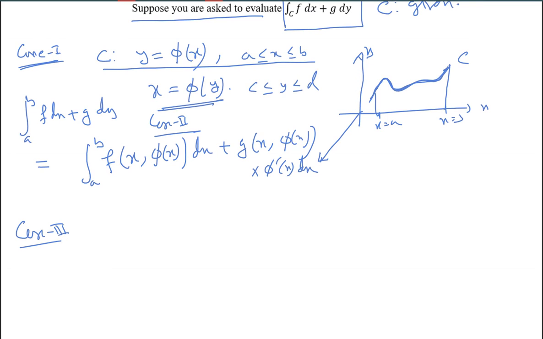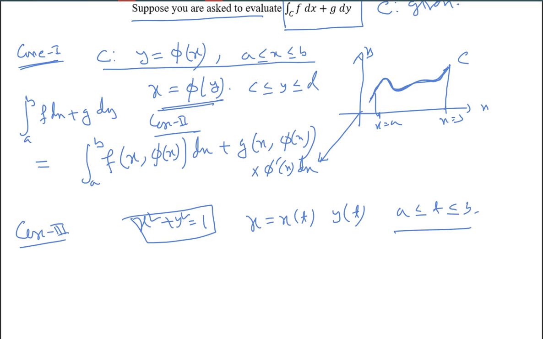Sometimes the curve may be given like this: x square plus y square is equal to 1. Maybe some parametric representation: x is equal to some x of t, y is equal to some y of t, from a less than or equal to t less than or equal to b, like this may be given. In that case, what you need to do? You can find dx is equal to x dash t dt, dy is equal to y dash t dt, and put x of t, y of t over here.